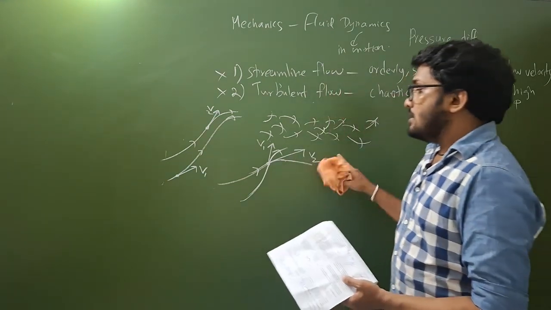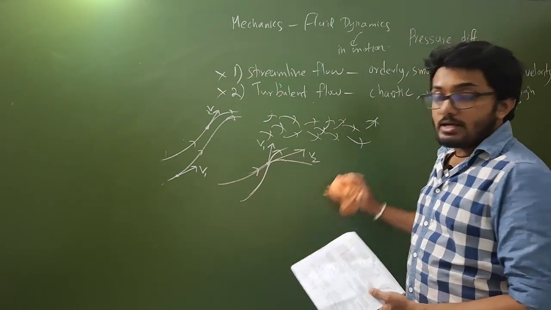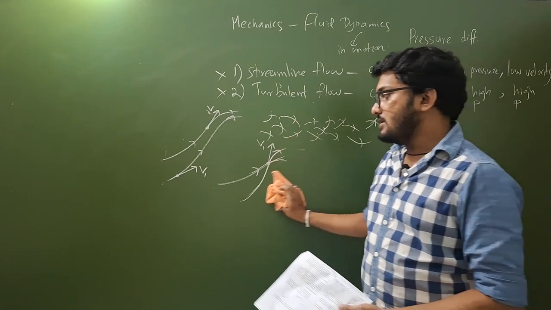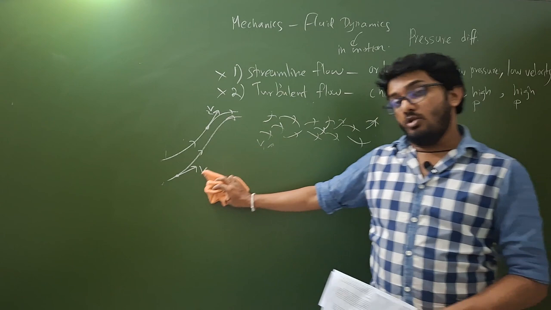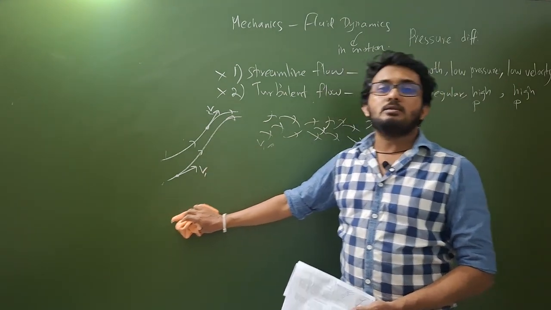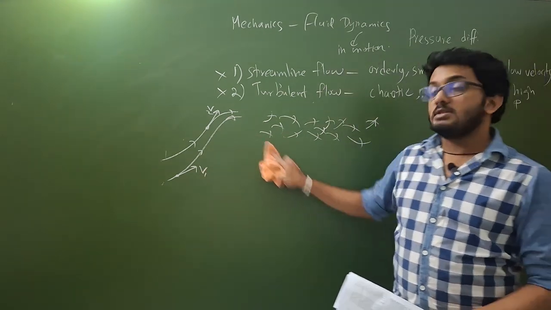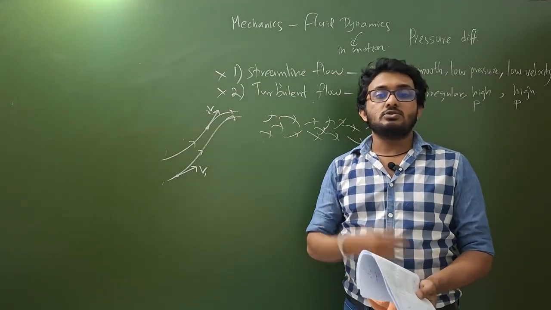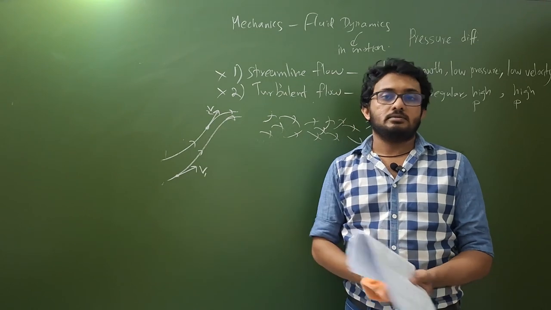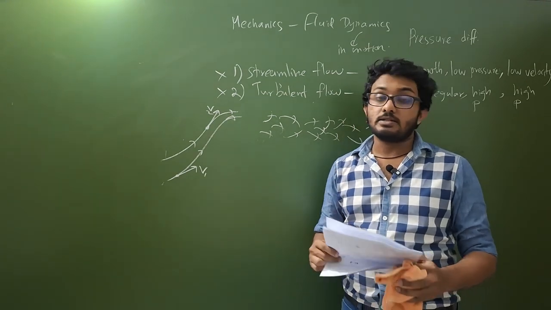Therefore, streamlines don't intersect with each other. That is a very important point. Most of the students know that they are not intersecting, but they don't know the reason. This is the reason: there cannot be two velocities, two directions, two magnitudes for one fluid particle. Therefore, streamlines cannot intersect.